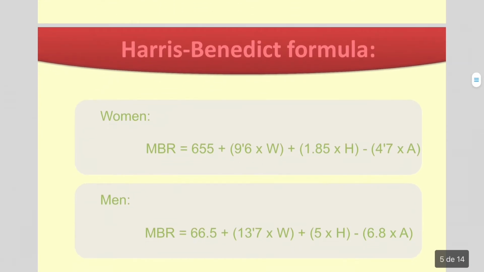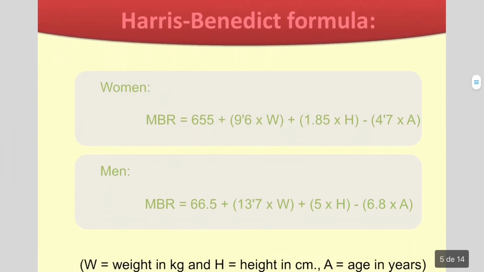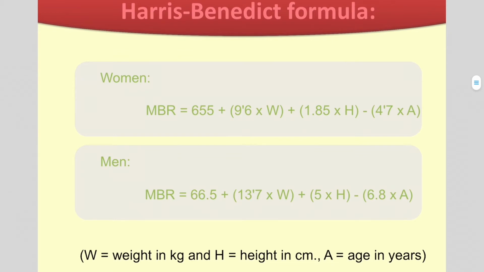How do we calculate the basal metabolic rate? There are lots of different ways for calculating the calories we need while resting. However, the most used formula is the Harris-Benedict formula. Here we have two different formulas, one for women and one for men. I don't want you to study them for the exam. I just want you to know how to use them.